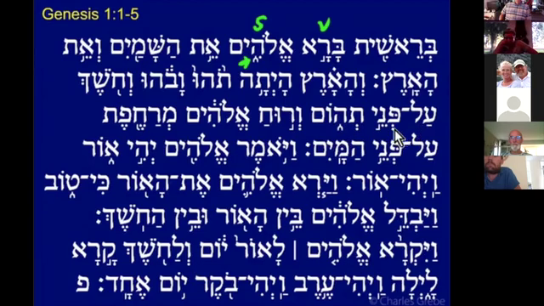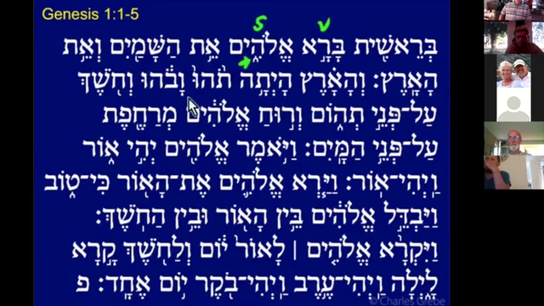So here, al panei, we have a makef, which joins these 2 words. So there's no accent mark here, because there's no stress, because this whole piece is functioning as a single word, and there's 1 accent at the end. So there's an example of a makef.